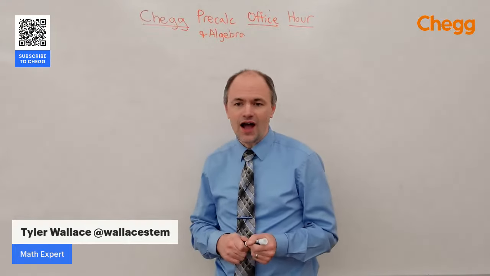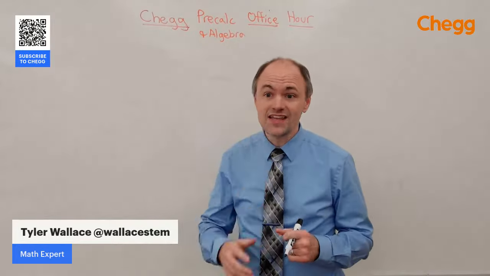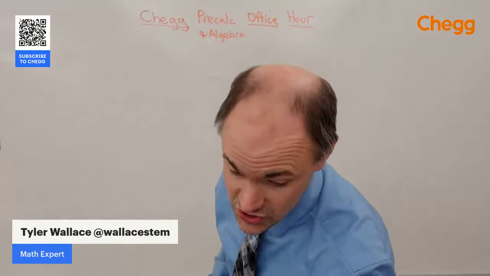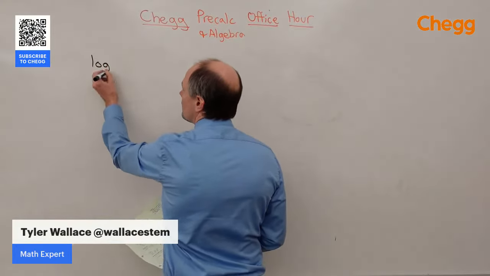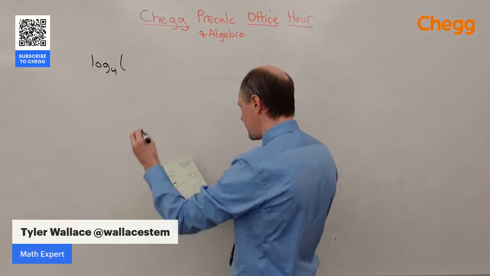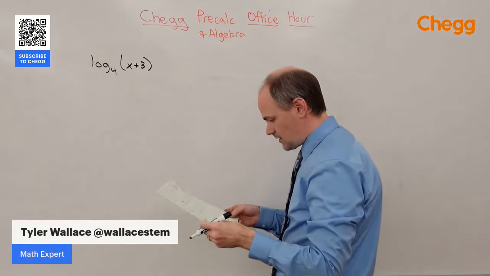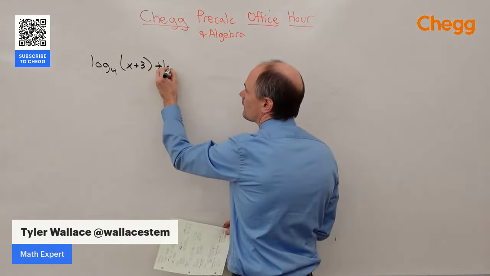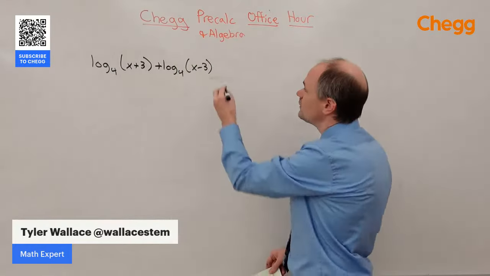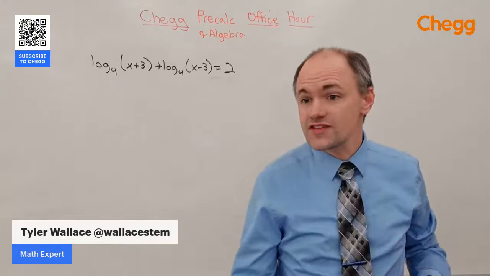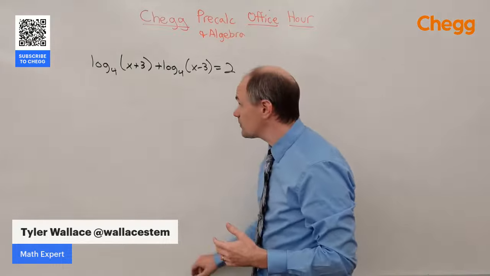To kick things off, I wanted to start by talking about a question that didn't get answered in my previous live, and that is looking at logarithmic equations with logs. For example, if I had the log base 4 of x plus 3 plus the log base 4 of x minus 3, and I told you that equals 2, we can solve this equation for our x to see what's going to make this relationship true.